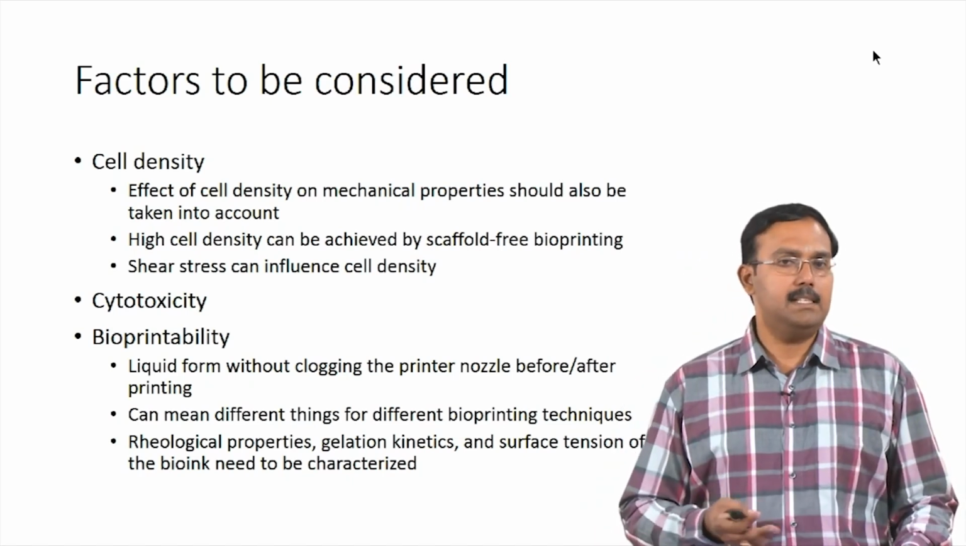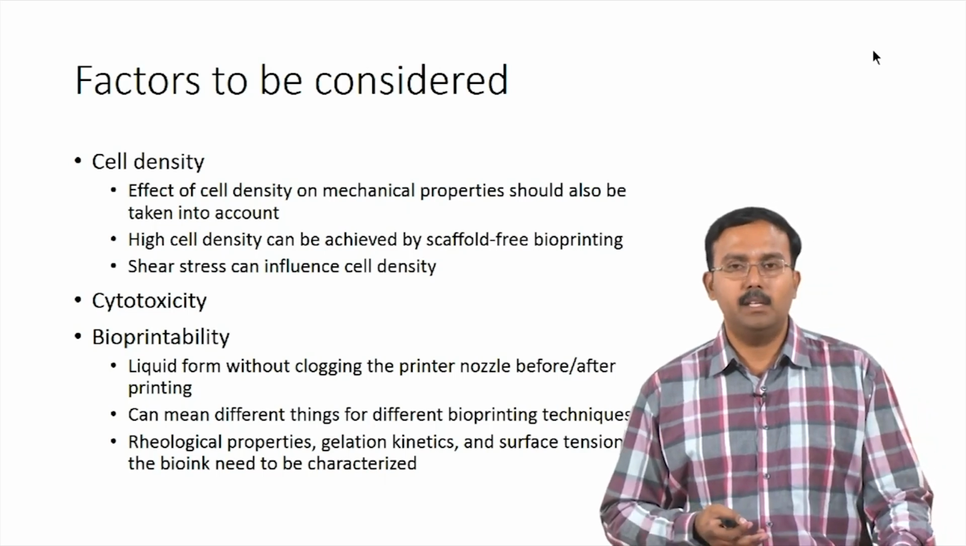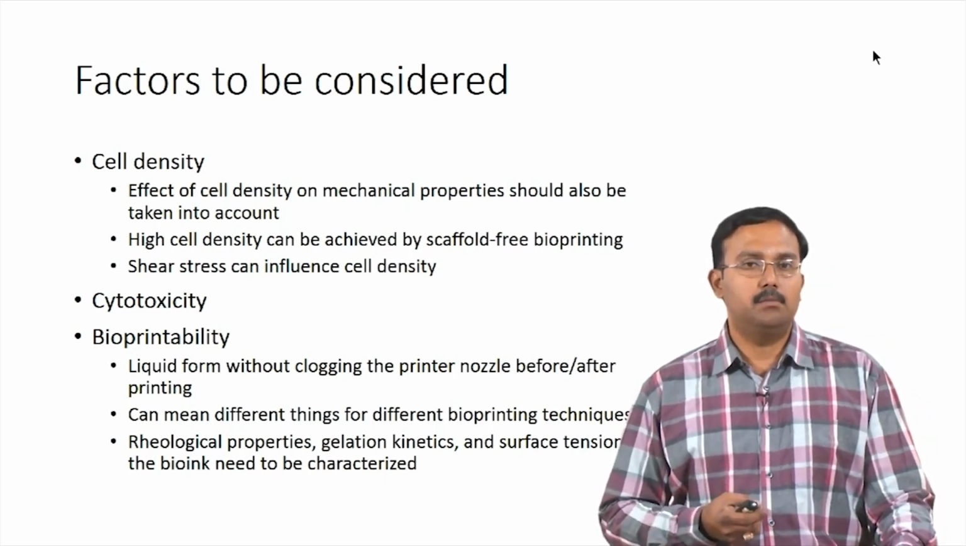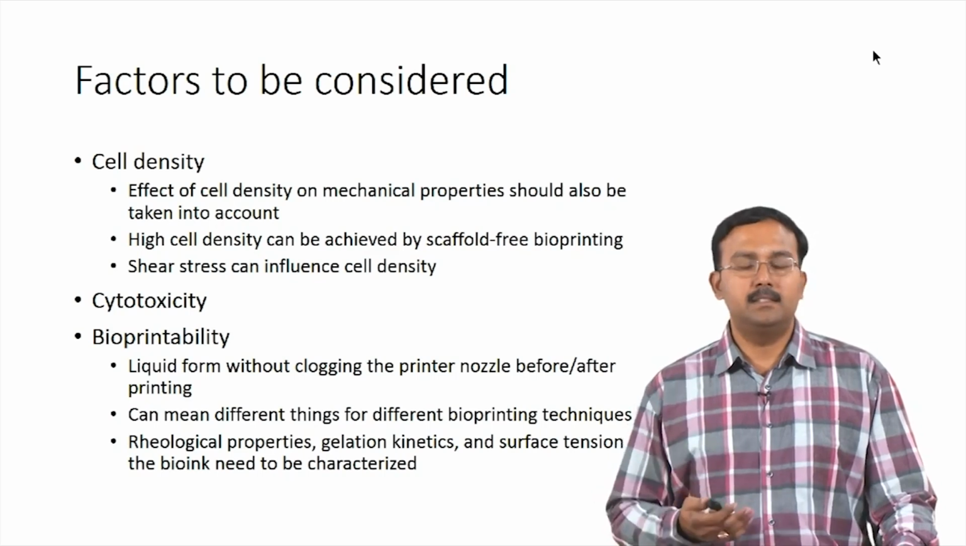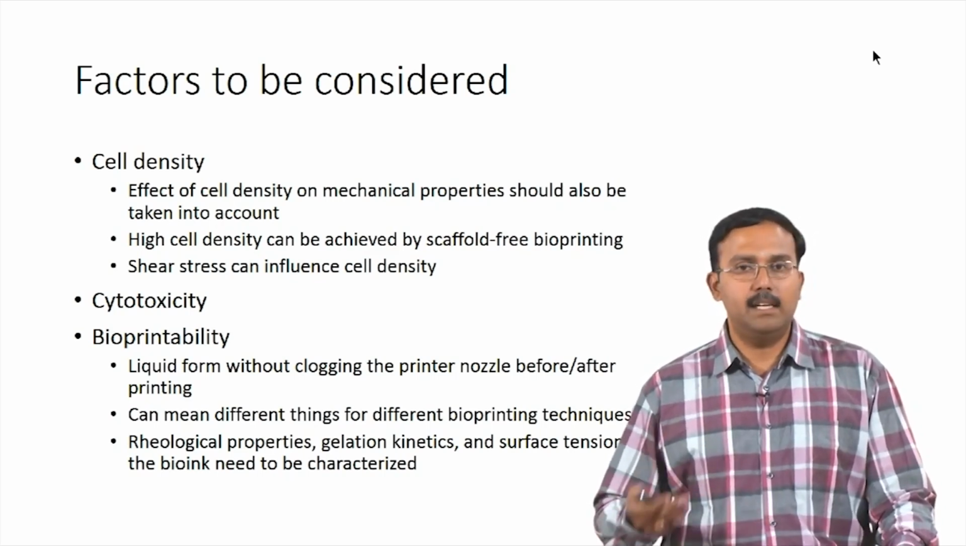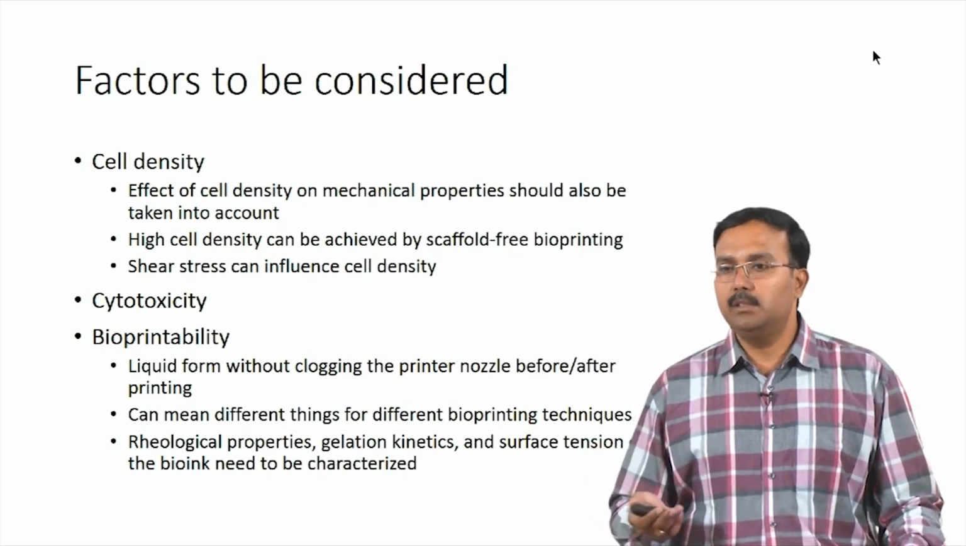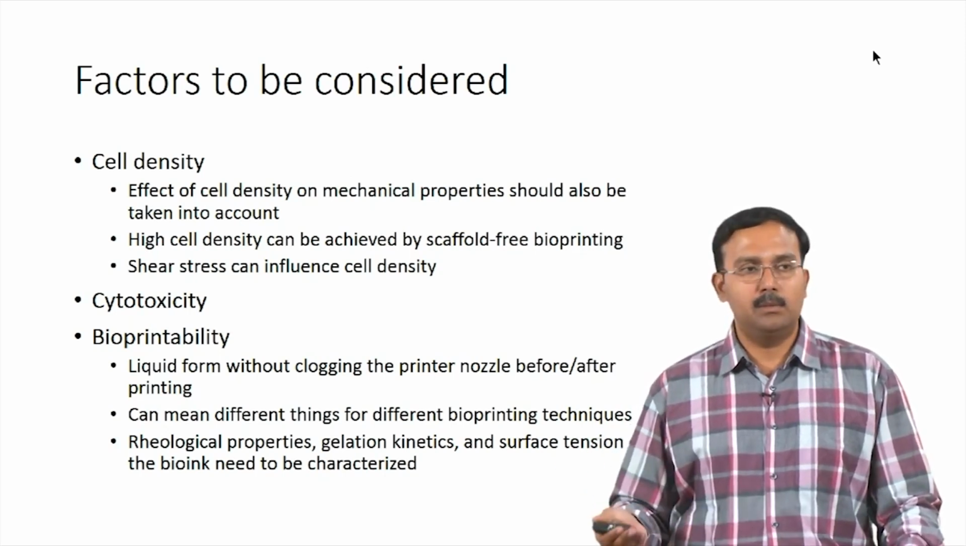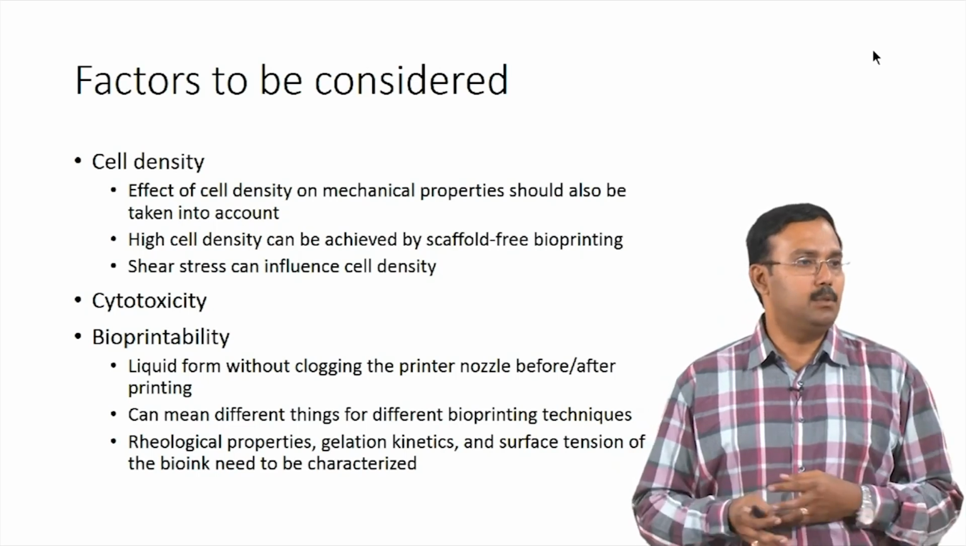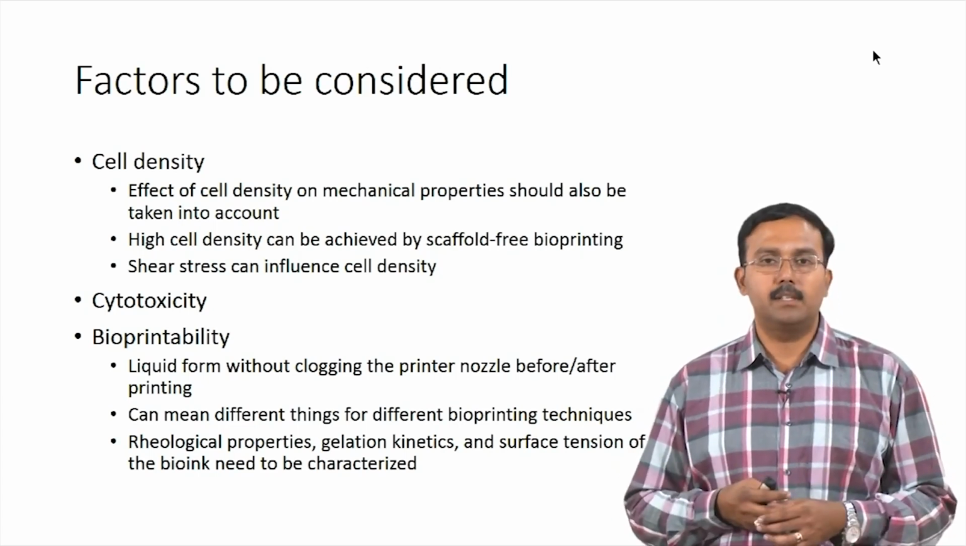High cell density can be achieved by scaffold free bioprinting. You need to understand that the shear stress can affect cell density. So, depending on the technique which is being used, the cell density will also be affected. Depending on the 3D printing technique used, the cell density will also be affected.